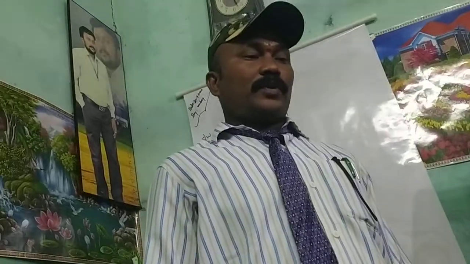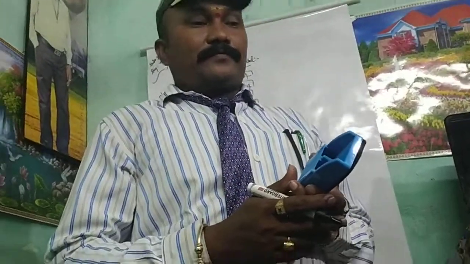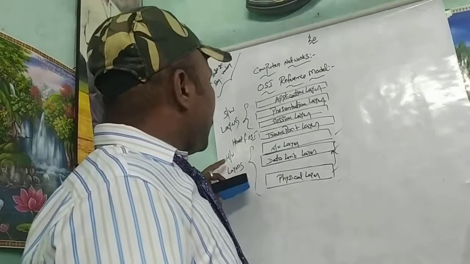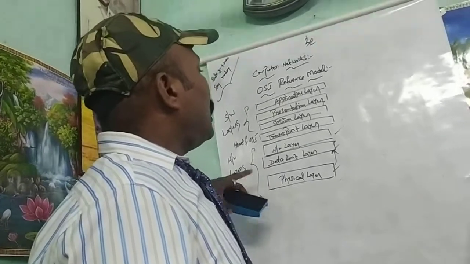The network layer works for the transmission of data from one host to another located in different networks. Okay, my dear students, these three layers, the physical layer, data link layer and network layer, are also called the hardware layers.